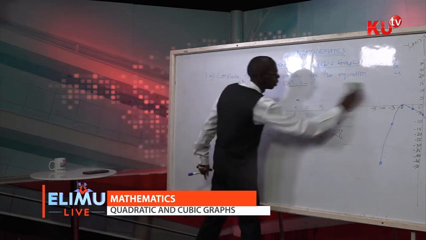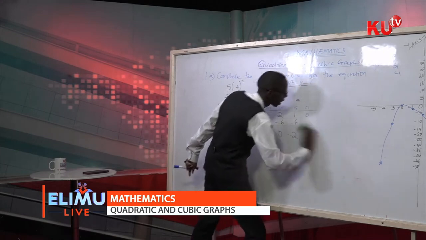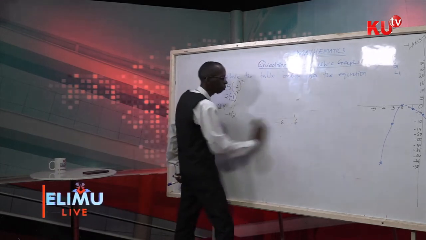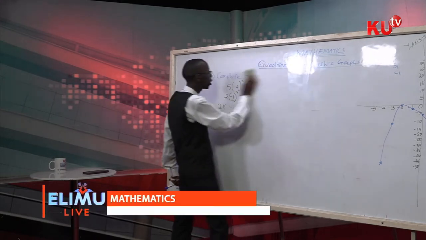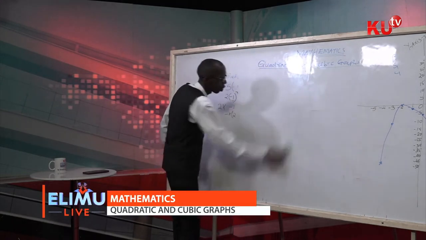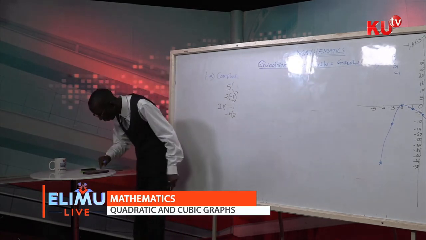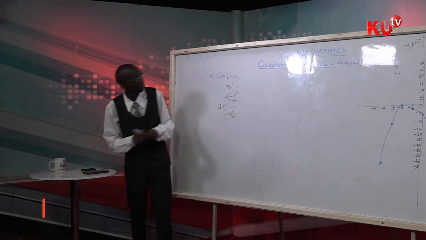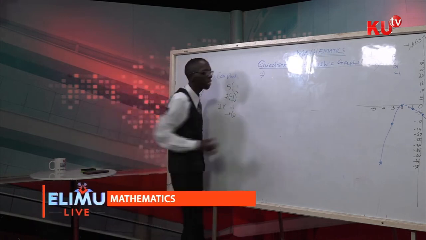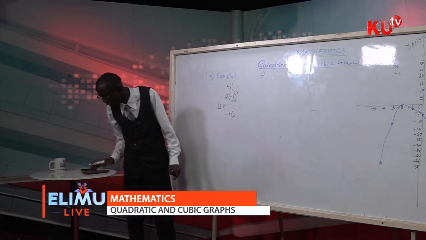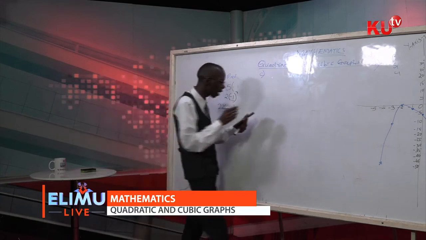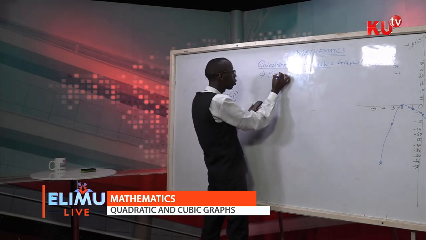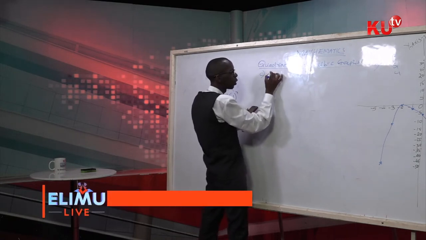Alright, let us move on to question part C. We can now erase the table. It's no longer important, but the graph is very, very important. So we are going to question part C. The question part C is reading as this: use the graph to solve the equation.